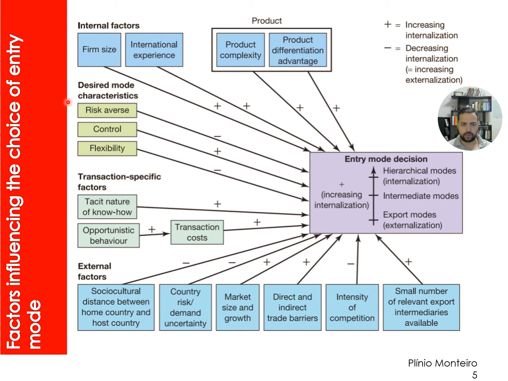Let's look at another factor, desired mode characteristics. First, if you are risk averse, probably you're going to choose more export modes or intermediate modes because you don't want to invest a lot of money, since you believe that you can lose everything that you're investing. So if you have a lot of risk aversion, you're going to choose more externalized entry modes.